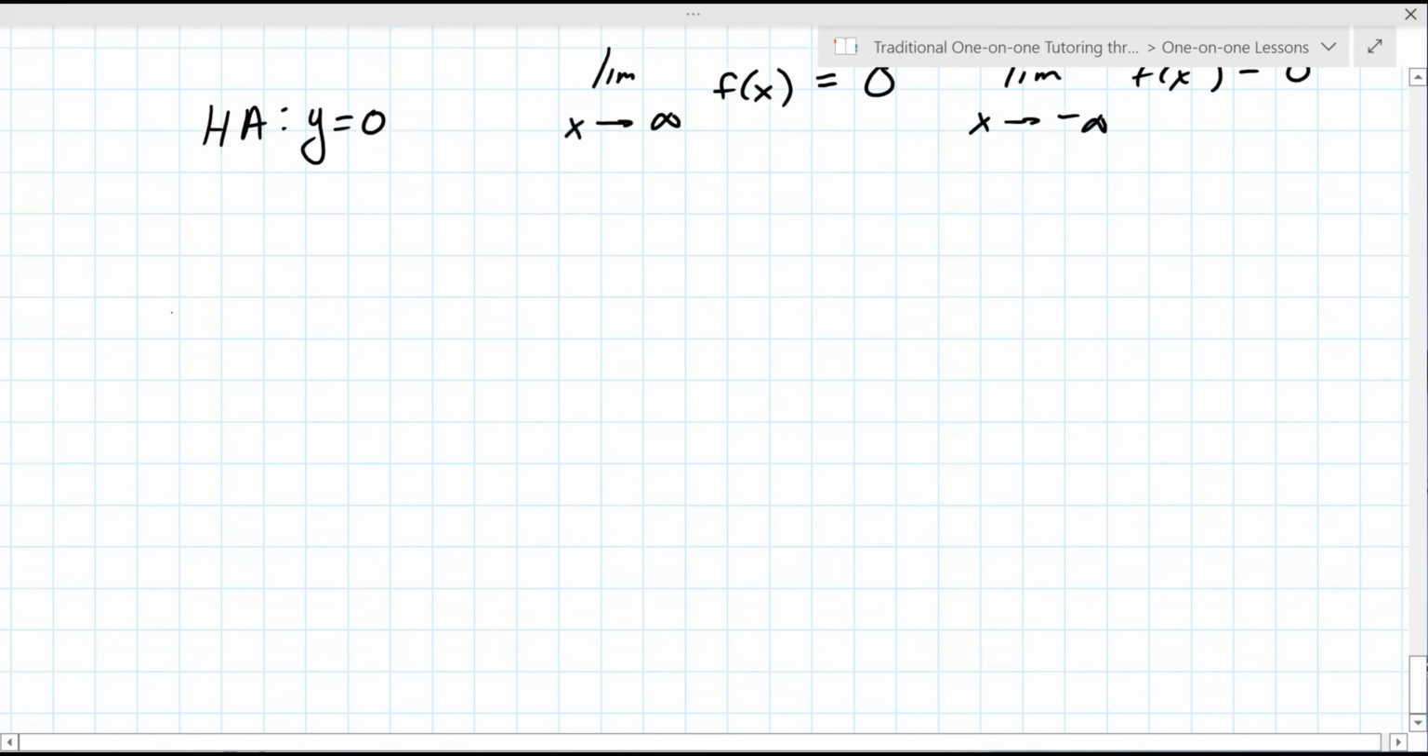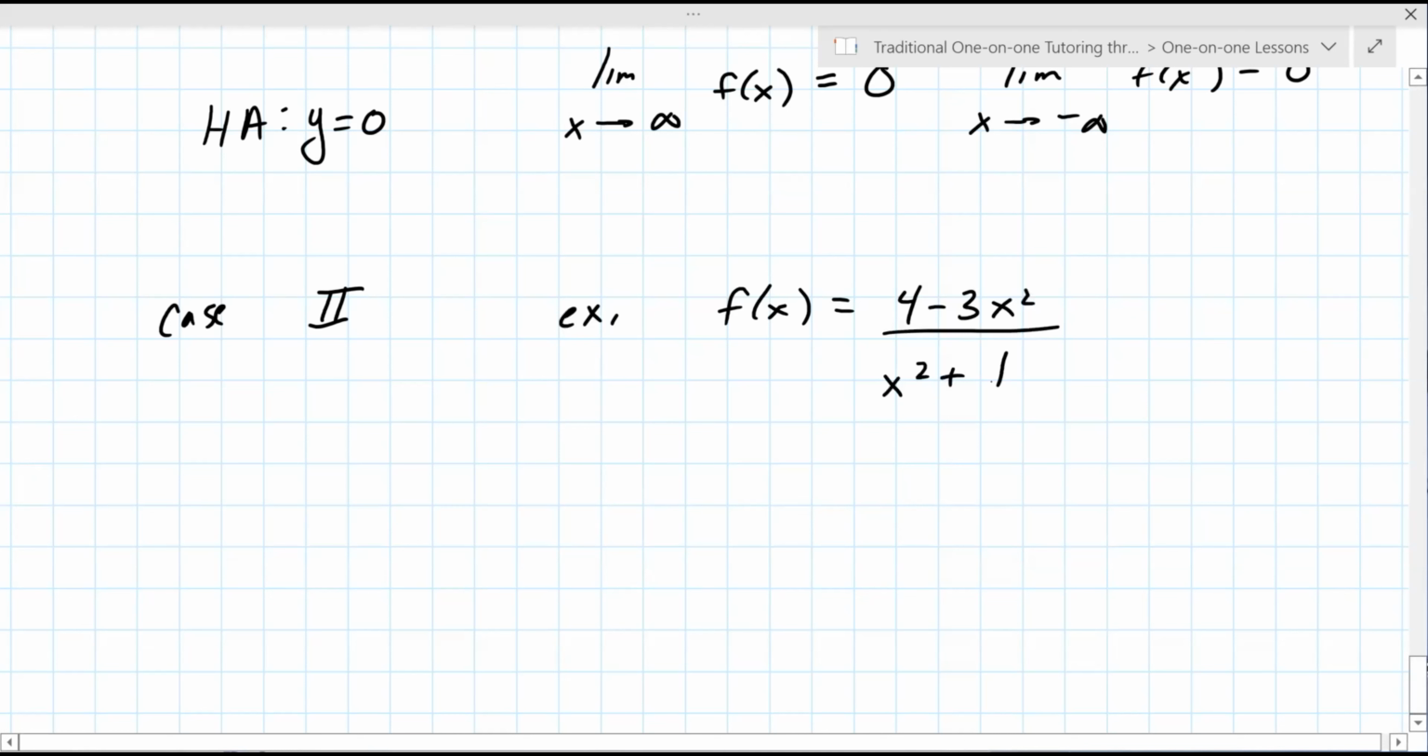Case two. In pre-calc they don't show you the limiting process, but in calculus you're supposed to learn how to do this using the limiting process. I'll give an example: f of x equals 4 minus 3x squared over x squared plus 1. In this case, the degree of the numerator is 2 and the degree of the denominator is 2, and you learned in pre-calculus that it's the ratio of the coefficients, so it'd be minus 3 over 1.